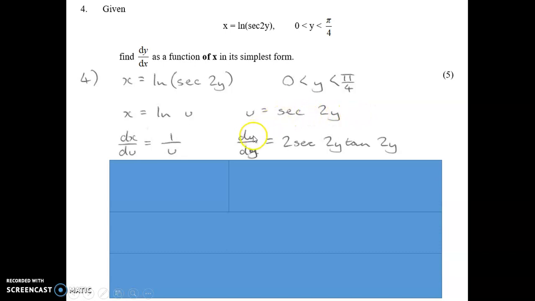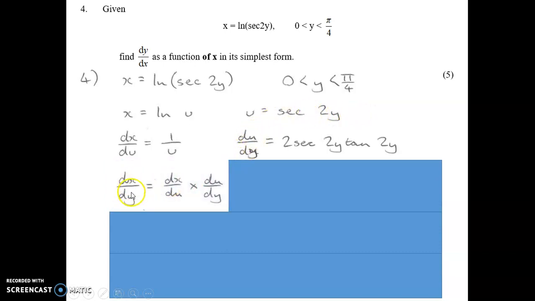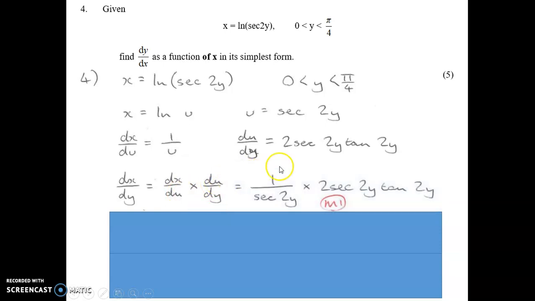And then with the chain rule we can say that dx by dy is equal to this derivative dx by du multiplied by du by dy. In effect these du's are kind of cancelling, so if I substitute in what I've got, I get 1 over sec 2y multiplied by this derivative here, 2 sec 2y tan 2y. And at that point you will have got a method mark for using the chain rule.